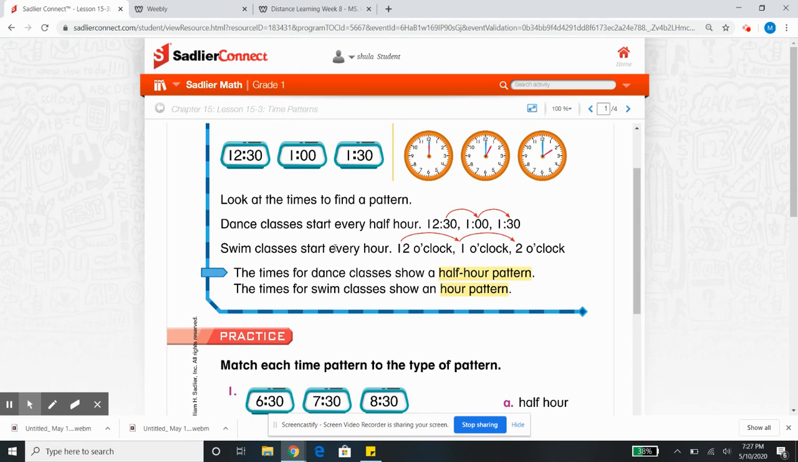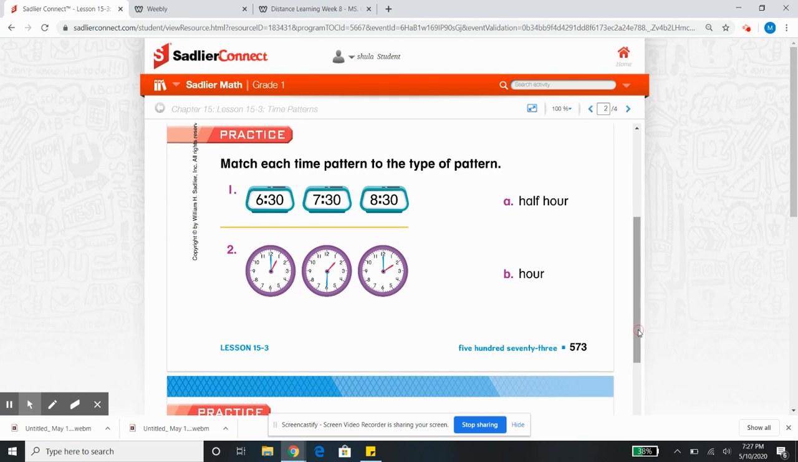The swim classes are going to talk about every hour. So remember, we had 12 o'clock, then we had 1 o'clock, then we had 2 o'clock. You're going to see patterns here. So the times for dance classes show a half-hour pattern, and the times for swim classes show an hour pattern. Let's look down here.